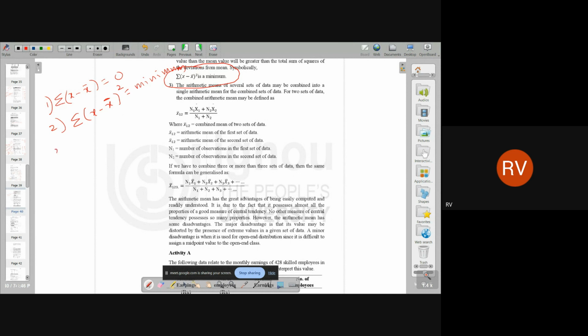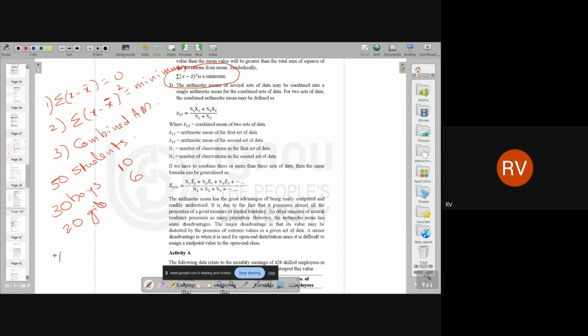Then the third is combined arithmetic mean. For example, in a class there are 50 students. 30 boys have arithmetic mean 10, and 20 girls have arithmetic mean 6.